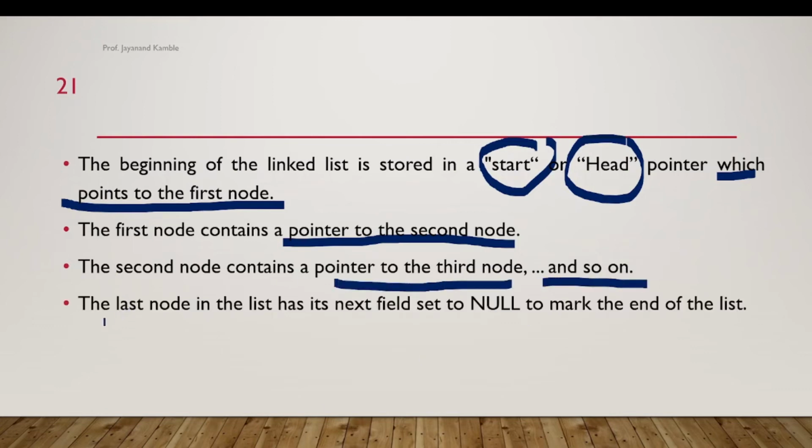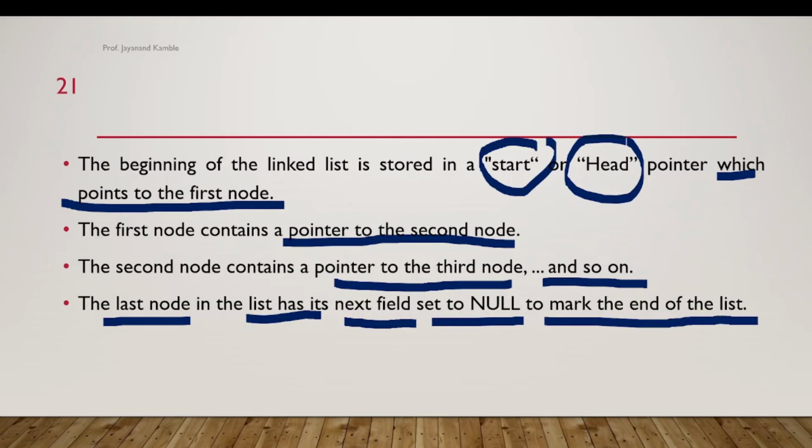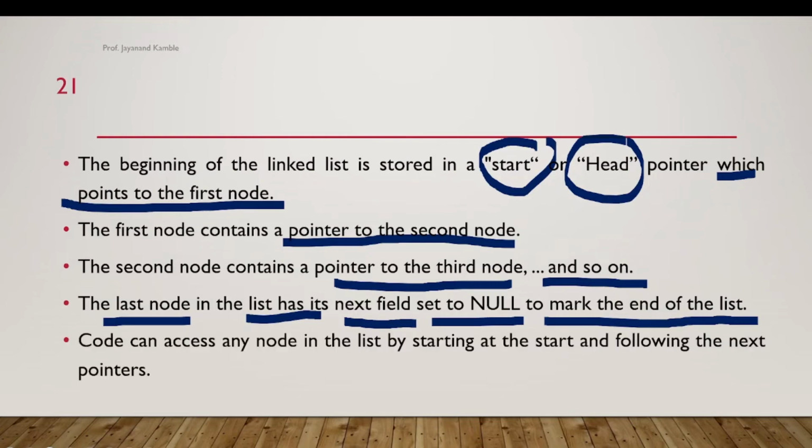The last node, how to identify which is the last node of the linked list? So this is the answer. The last node in the linked list has its next field set to null to mark the end of the list. So the node whose next pointer contains the null value will be the last node in the linked list. Is this clear?